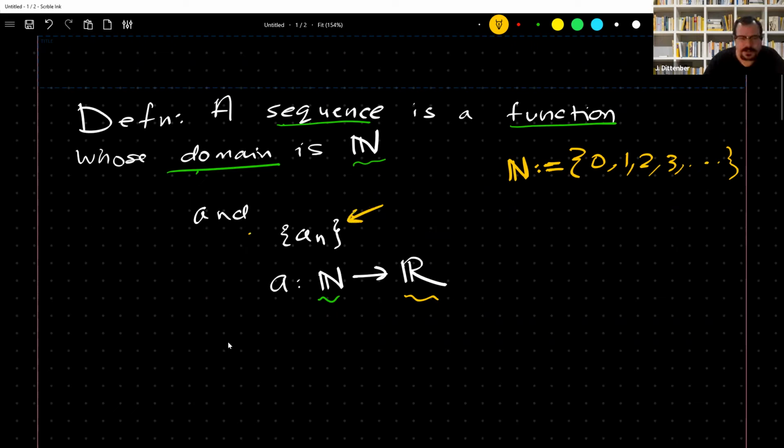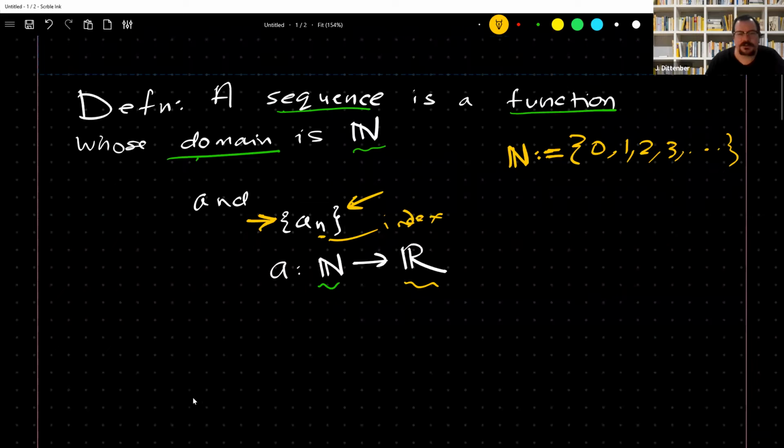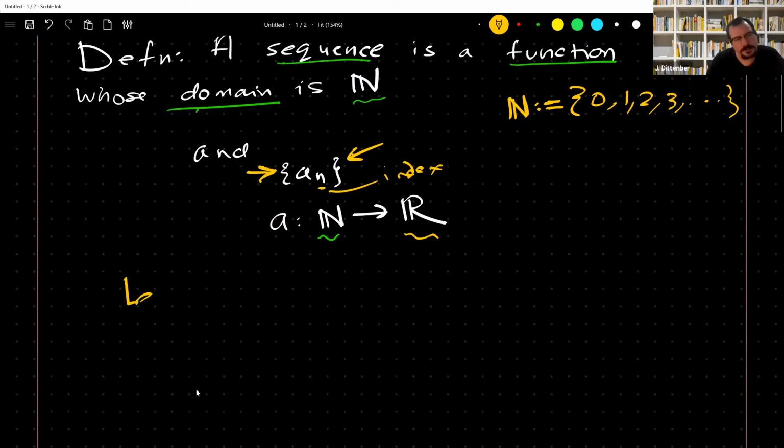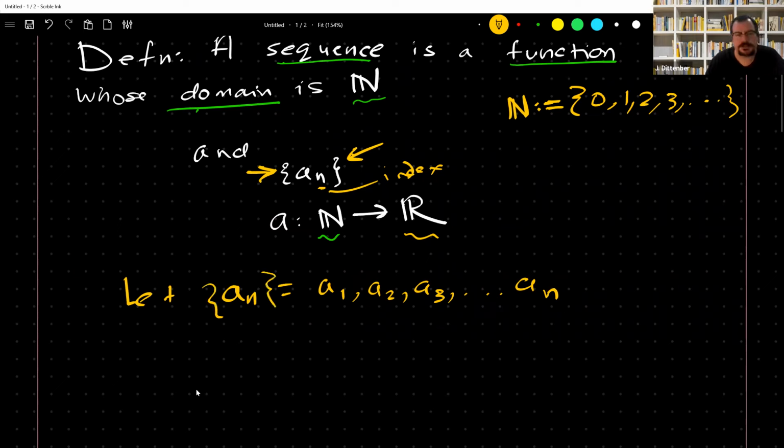Here we've got some curly brackets, and this a sub n is what we call our index. So if I have some sequence, we'll say let a sub n equal some sequence like this: A1, A2, A3, and then we'll go up to A n. Let me just put the curly braces around it. So this could be my sequence. And this n just means the last place, or the nth index. And these are the indexes.